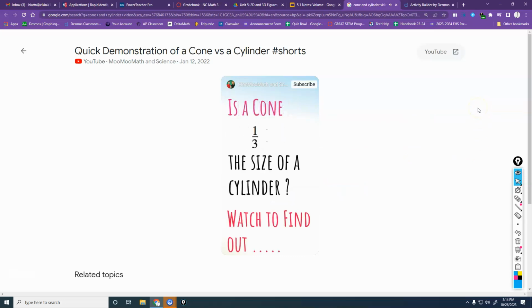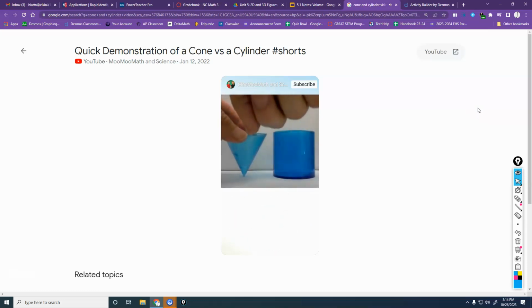So we want to know, is a cone a third the size of a cylinder? It's kind of giving it away there. So I'm going to fill this up once, twice, and a third time there.